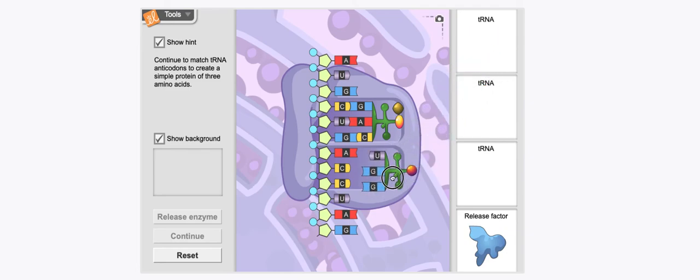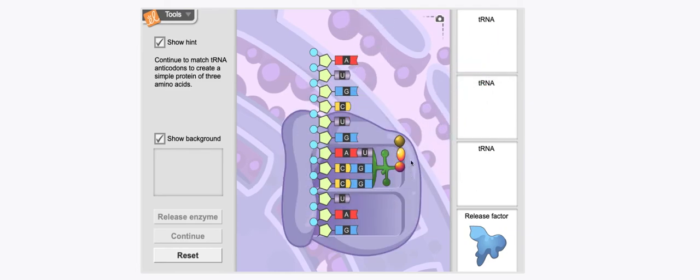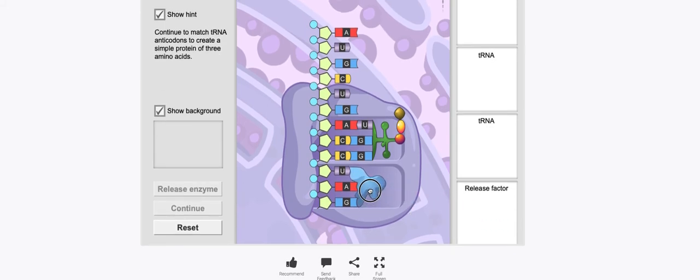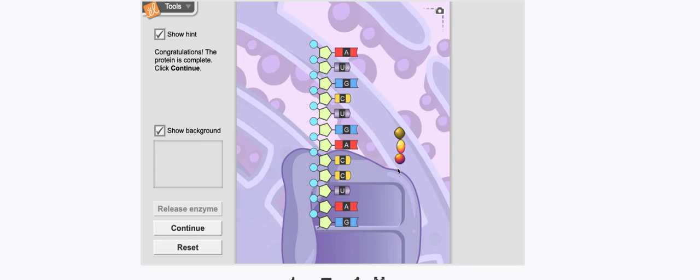And then obviously this one's the last one here that is going to allow us to start building a chain of amino acids. Okay, so we're building this chain of amino acids. All right, and then we're putting our release factor. And after the release factor is added, we have, and this is a very small chain.